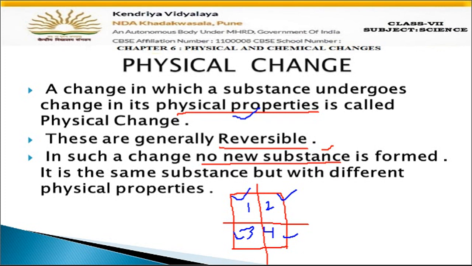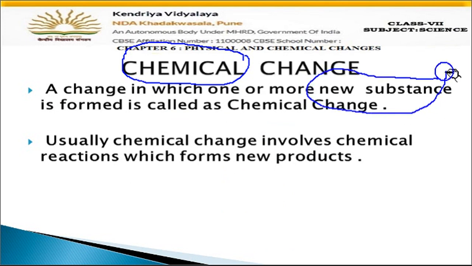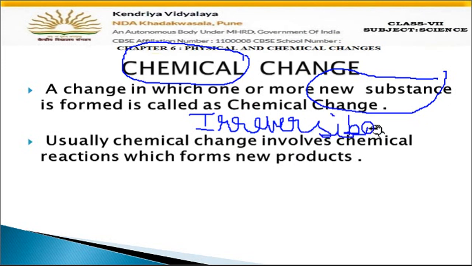Okay. Now let us move on to the next change, that is the chemical change. Let us see what happens in this type of change. The change in which one or more new substances are formed. Now you can see the difference here. A new substance is formed in case of a chemical change. Fine. And such type of changes are generally irreversible. Irreversible means the reaction cannot be reversed back. Once a new substance is formed, you cannot get back the original one.